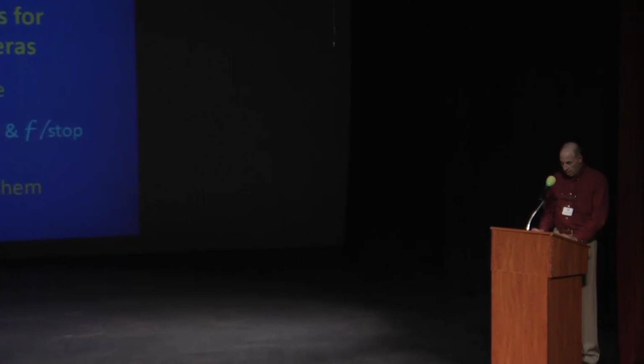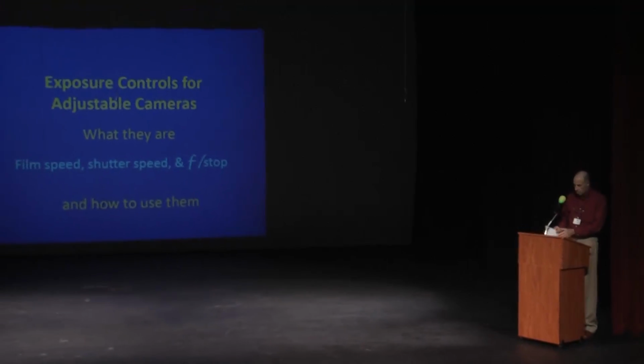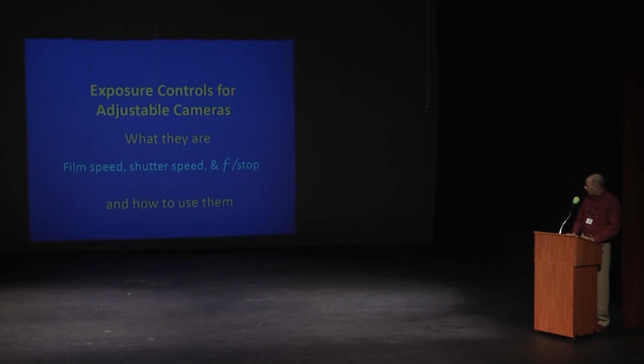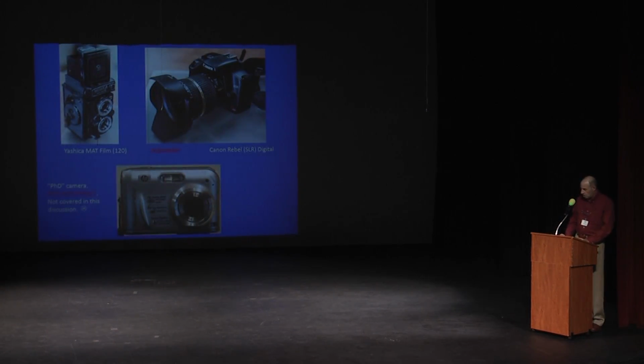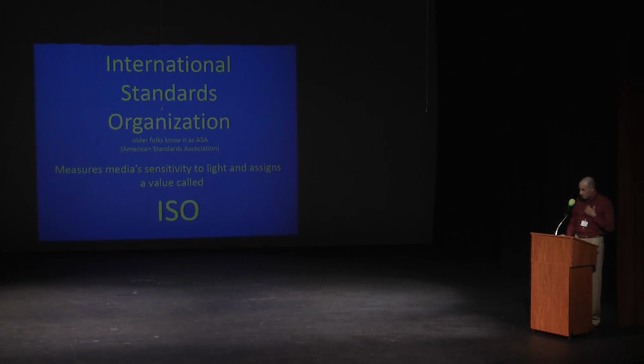So we're going to talk about the three major controls. Those are film speed, shutter speed, and f-stop. And when I refer to media, I mean the film or the sensor. The camera on the upper left is a Yashica, and it's adjustable and uses roll film. The camera on the upper right is a Canon. It's adjustable and it's digital. The one on the bottom is not adjustable, and it's not part of the discussion. And I forgot to put a phone in there, which to me is not part of the discussion either.